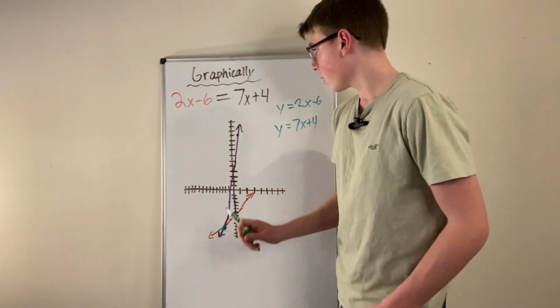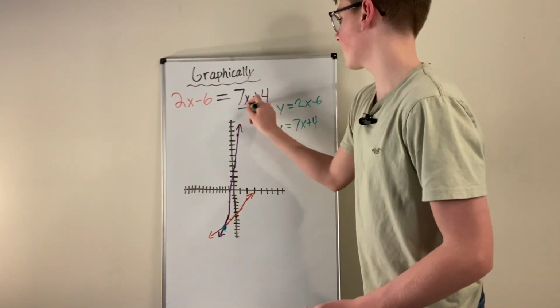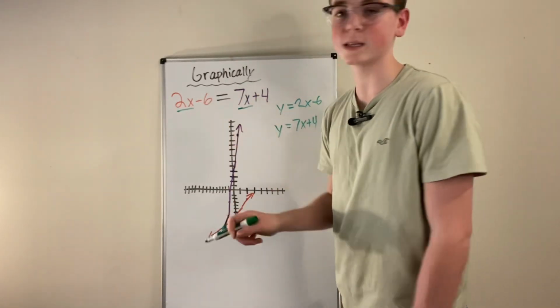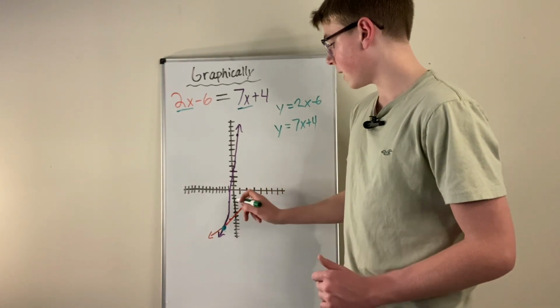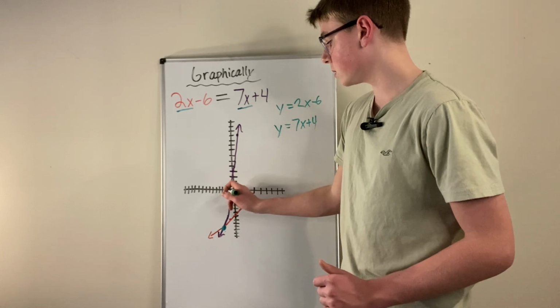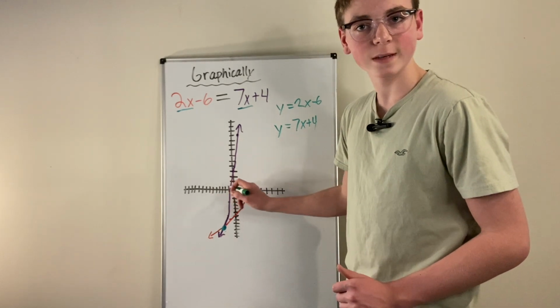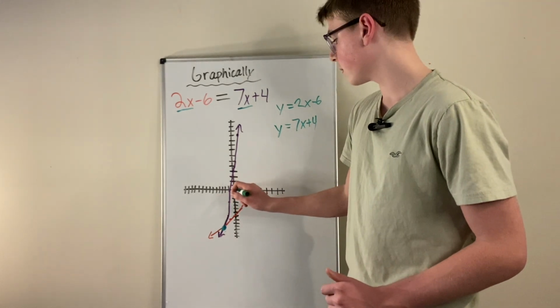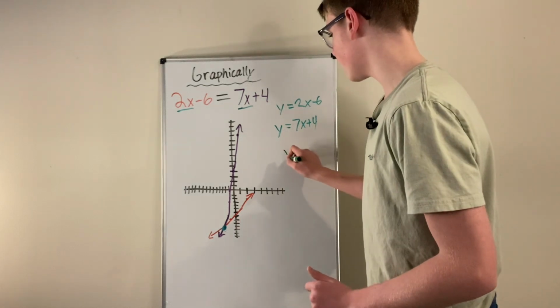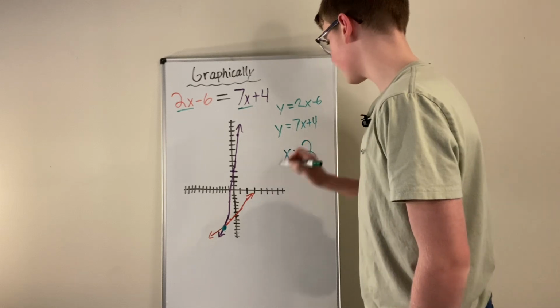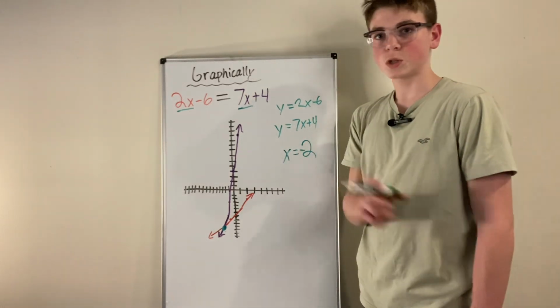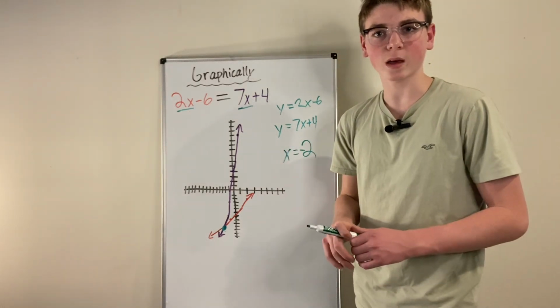But here we are just solving for x's. There are no y's in this original equation. The original equation is what we're solving for. And I can see here 1, 2. Well, this is a negative 2 to the left. So I can just say x equals negative 2. So that's the same answer as our algebraic.